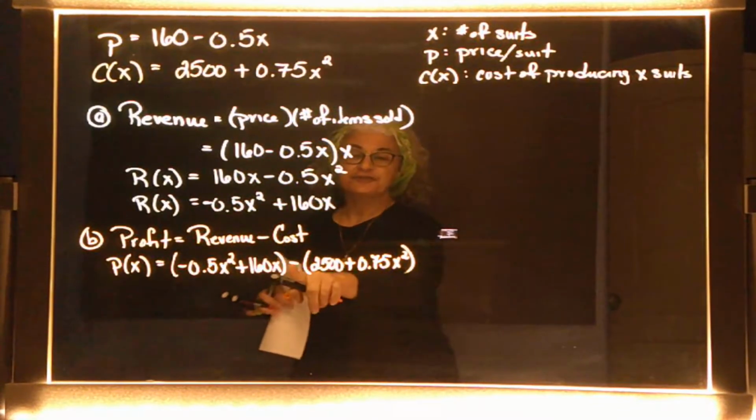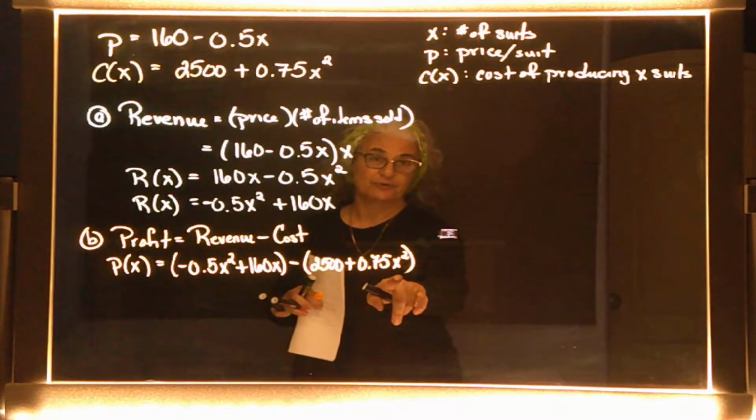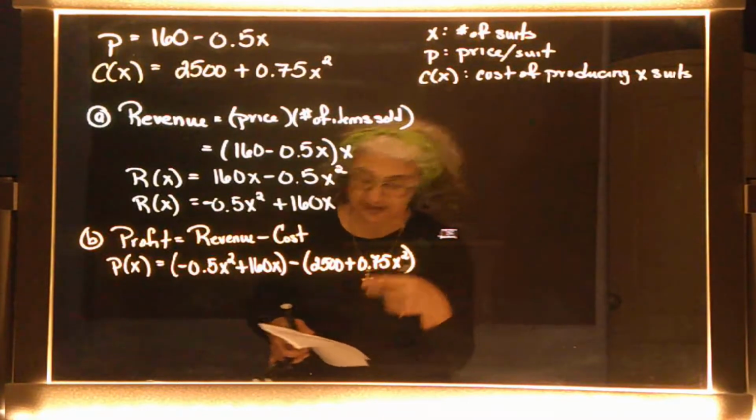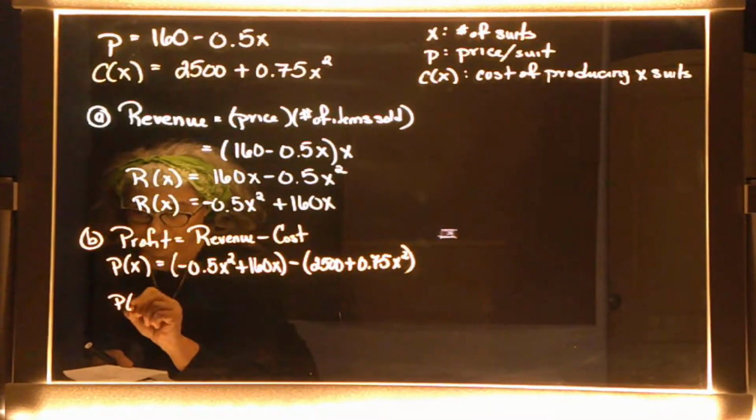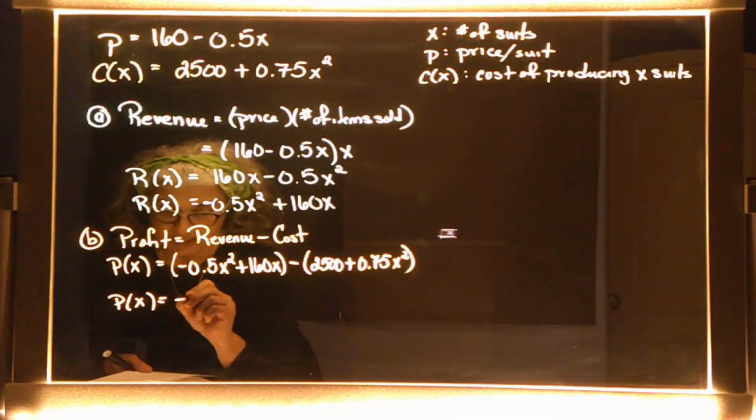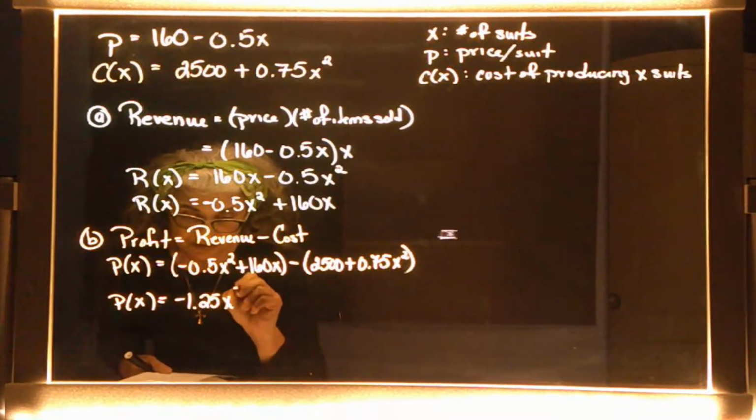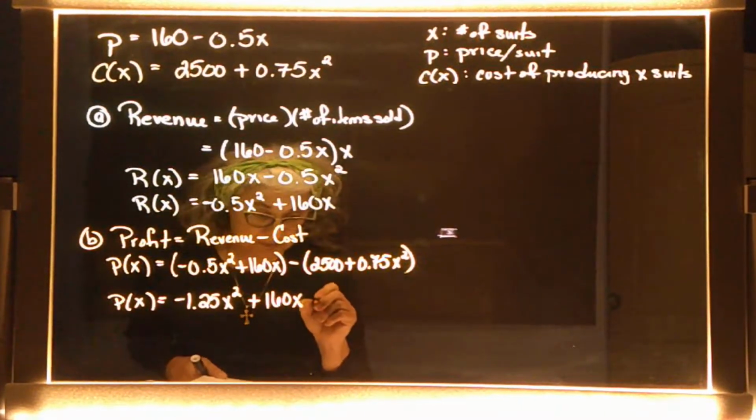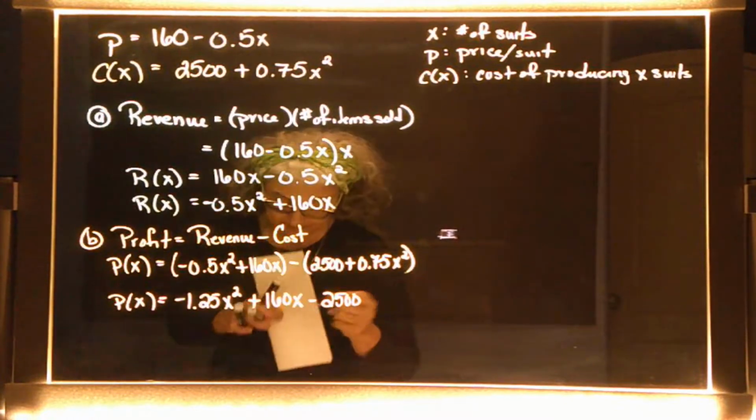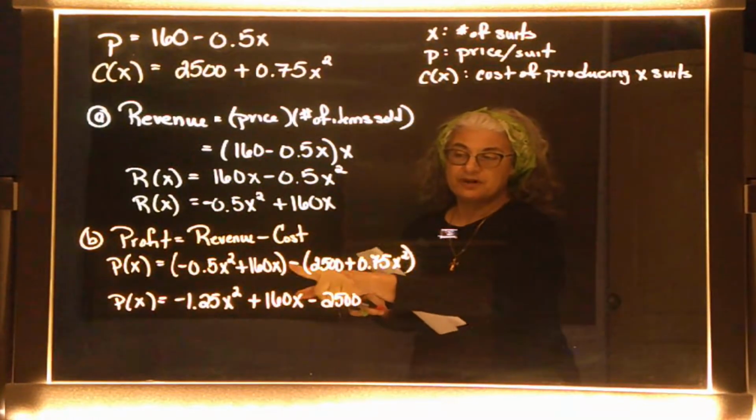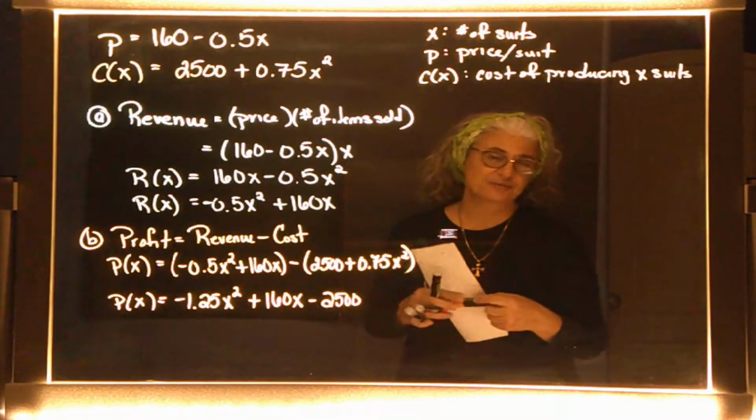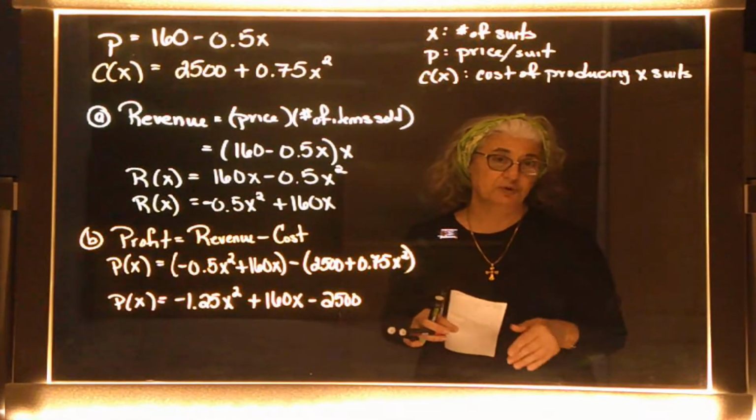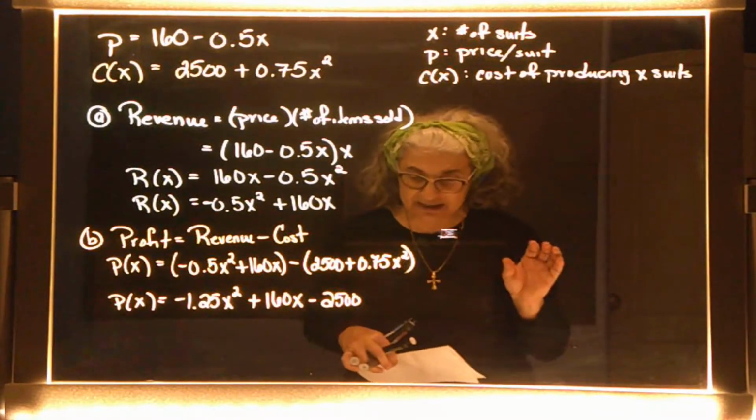Okay, so after you distribute this negative sign all the way through and collect your like terms, this is what I got. Hopefully the two of us got the same. I got that our profit function is negative 1.25x squared plus 160x minus 2,500. So distributing the minus sign, collecting like terms, that's nothing but algebra, which I'm assuming you guys are very good with, your algebra skills. Cool? Okay, let's see what part C is.